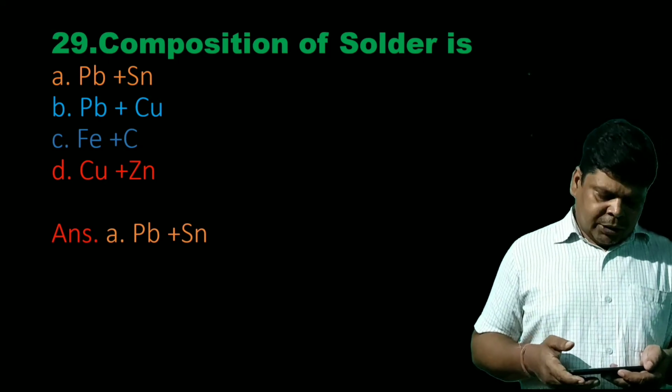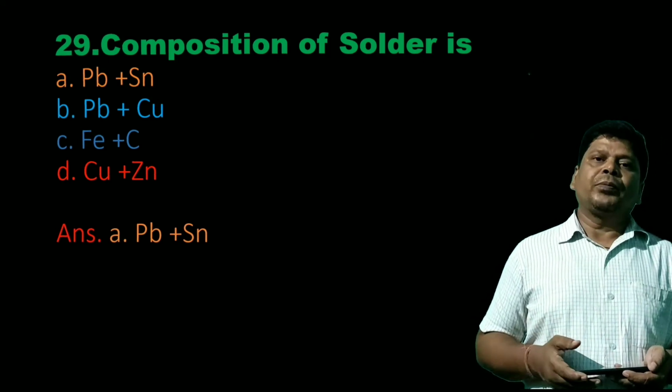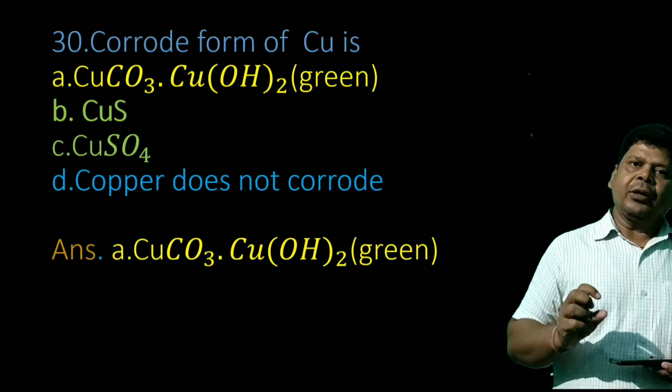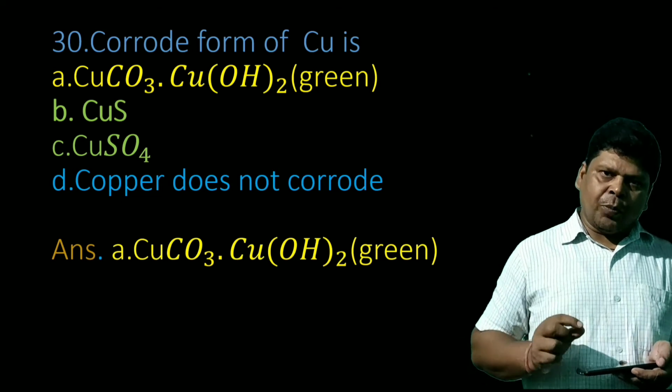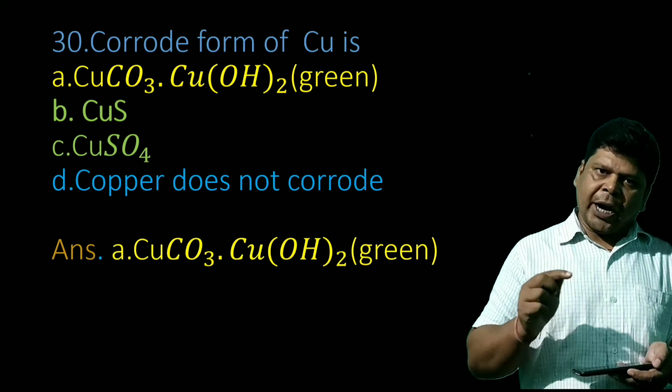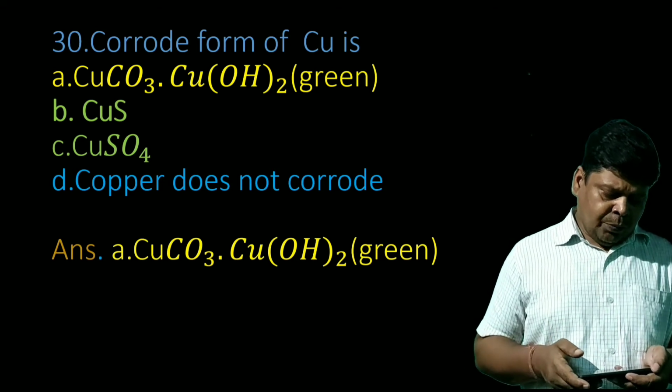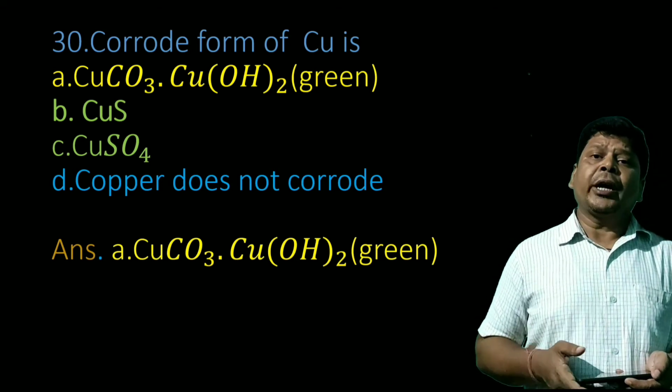Now next is the corroded form of copper. Copper gets corroded when it is exposed to air and it forms a green substance, that is copper carbonate along with copper hydroxide, CuCO3 and Cu(OH)2, and option A is the correct answer of this question.